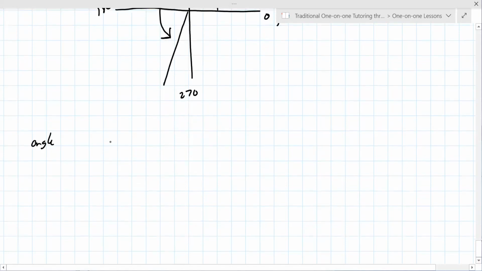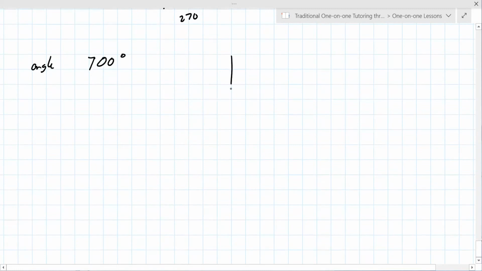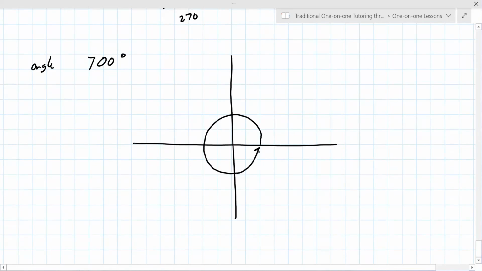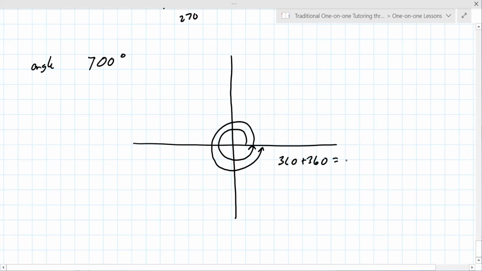Can you give me the next angle that they ask for in the next problem? 700 degrees. 700, yeah. So this one's different. So if you go all the way around the unit circle, that's 360. Now they generally don't show it that way. They show it as a spiral. So they'll say, oh, I went all the way around and leave a little bit there. So that's 360. And then if you go all the way around again, that's 360 plus 360, which is 720.